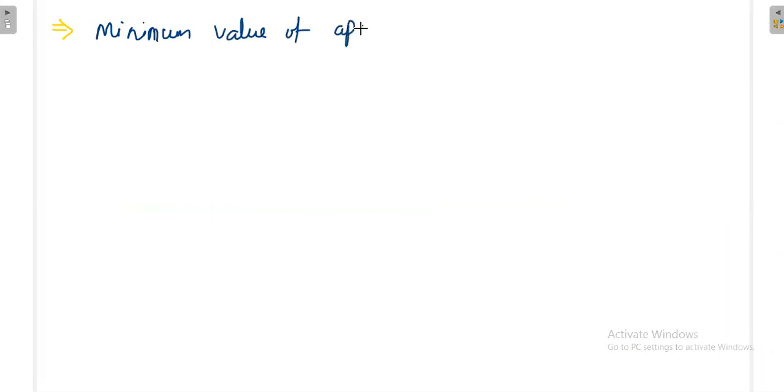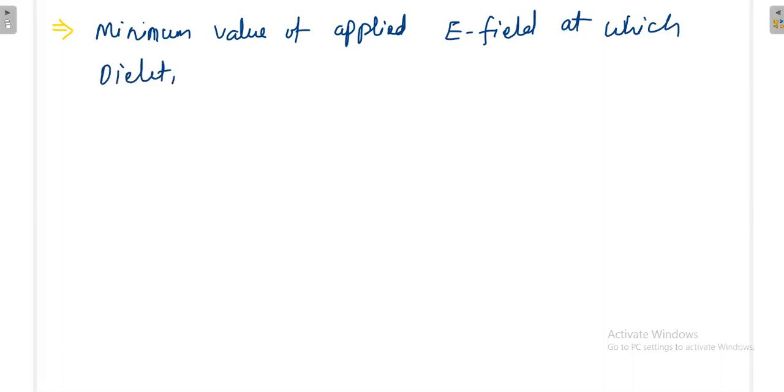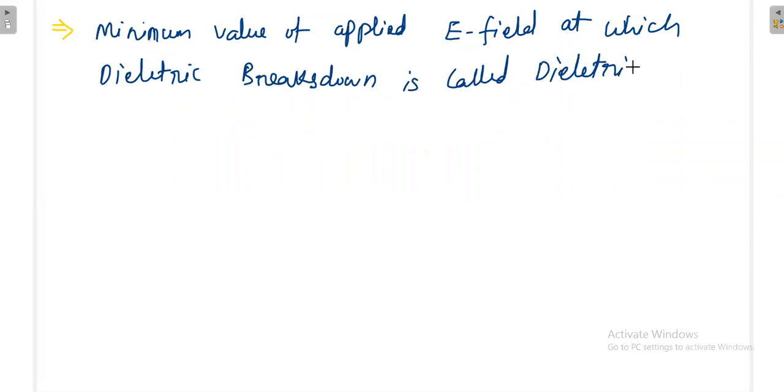Minimum value of applied E field, minimum value of E field at which the dielectric breaks down, is called dielectric strength. Okay, it's something tricky because sometimes they say maximum or minimum. So what is this?